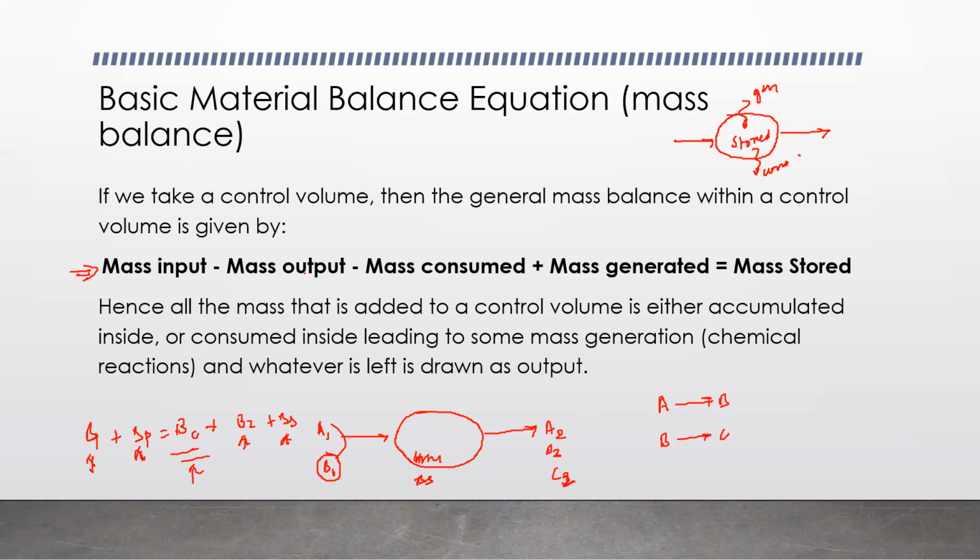Energy input minus energy output minus energy consumed plus energy generated is equal to energy stored. The same equation is followed for energy balance. So you have to keep this equation in mind. You have to understand this logically. All the mass that is added to a control volume is either accumulated inside or consumed inside, which might also lead to some mass generation, and whatever is left would come out as output.